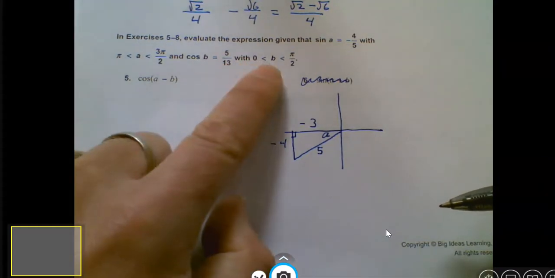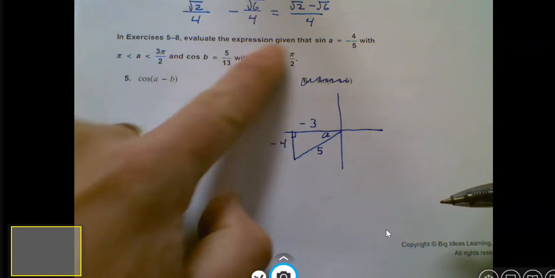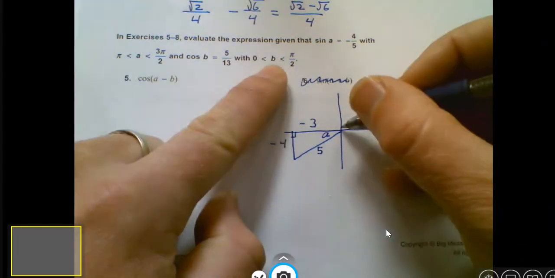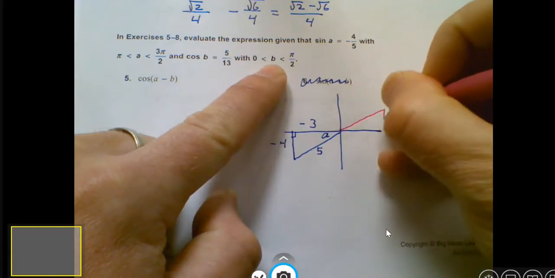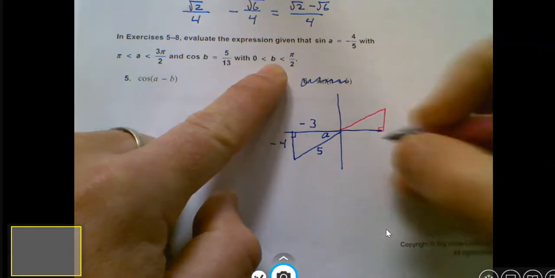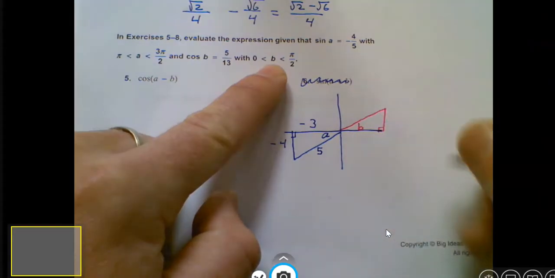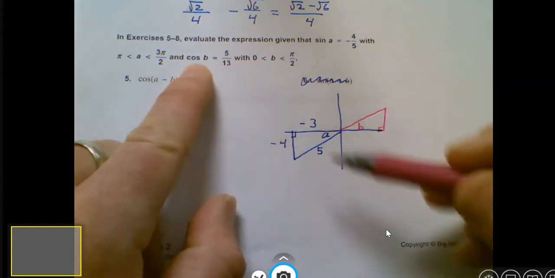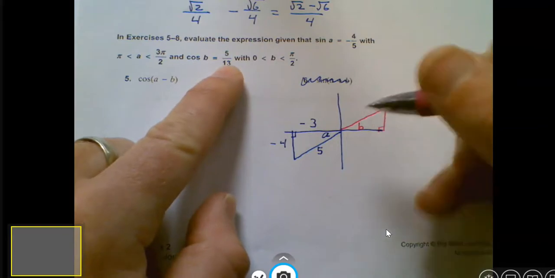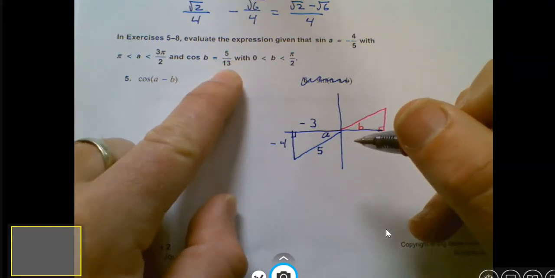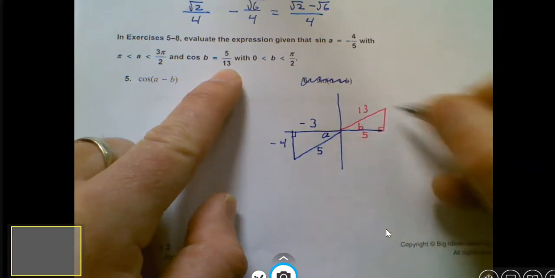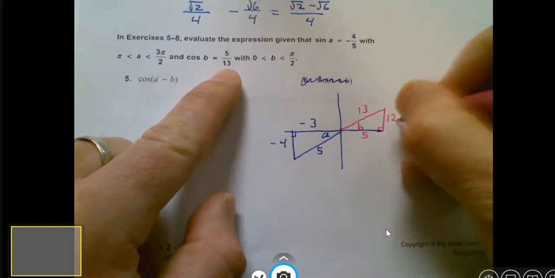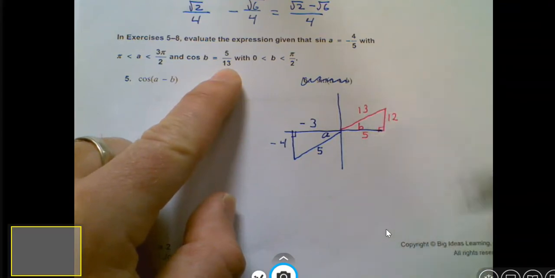Angle B is in the first quadrant based on that information. So I'm going to draw angle B right there. So this will represent angle B. And again, the cosine is 5/13, so cosine does adjacent over hypotenuse. If you did Pythagorean theorem, you get 12. Everything is positive because I'm in quadrant 1. So that's all the information we're going to need.